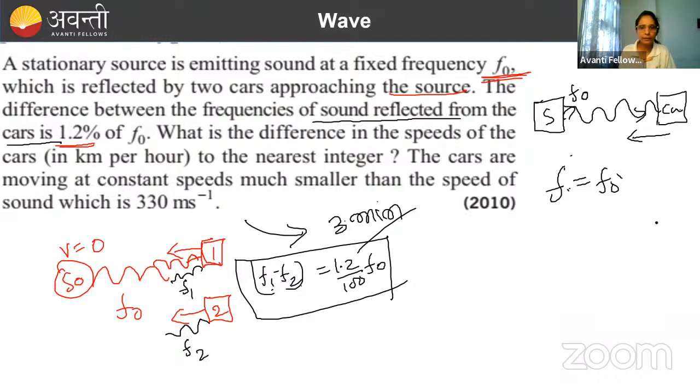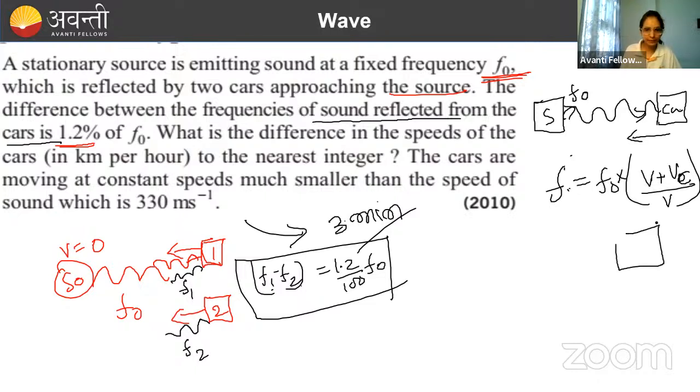F naught into, here the source is not moving, the observer is moving. The observer is moving towards the source. So first we write the observer's velocity in the numerator. Here we write v, this v is the velocity of sound. Plus or minus? The observer is moving towards the source, so this is plus. V naught, that is V car, divided by V source, which is not moving, so V s plus-minus plus v case will not come. So this is the incident frequency, or the frequency of the incident sound wave for the car.